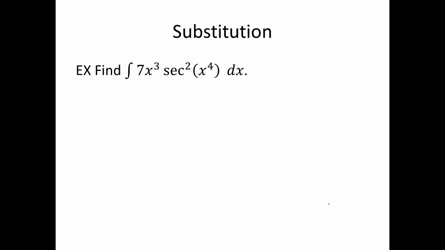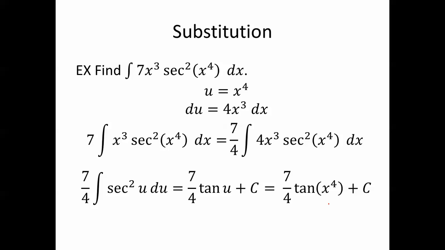Find the integral of 7x cubed secant squared x to the 4th. Again, you can probably figure out what u is going to be. U is x to the 4th. That's what we're taking the trig function of. Du is 4x cubed dx. We don't have 4x cubed, so here's what we're going to do.